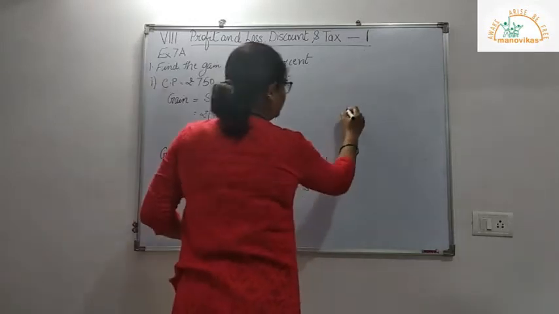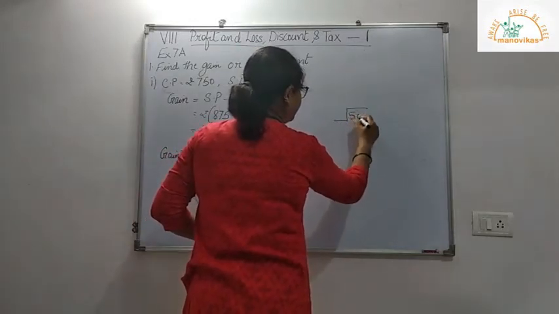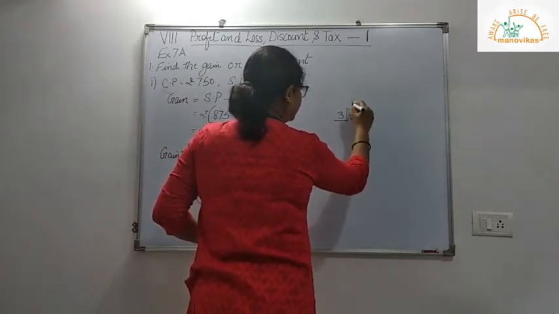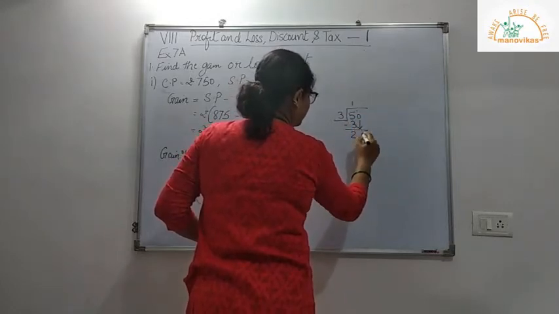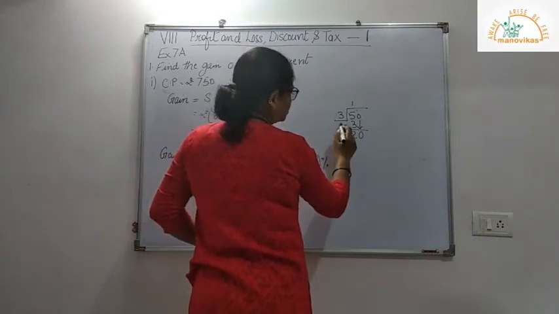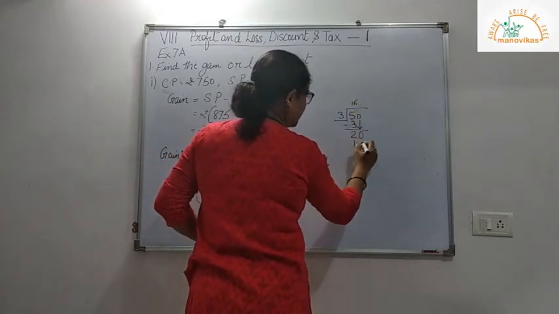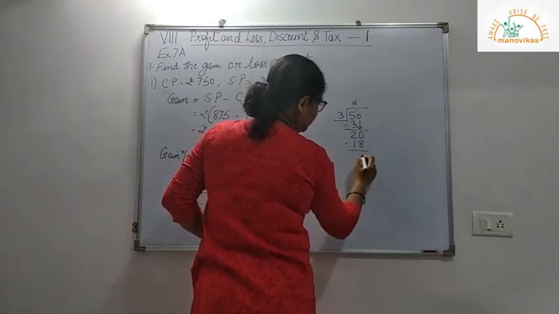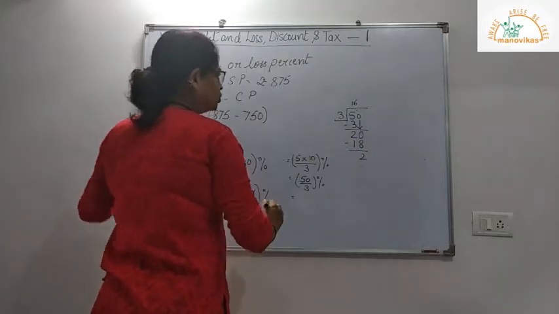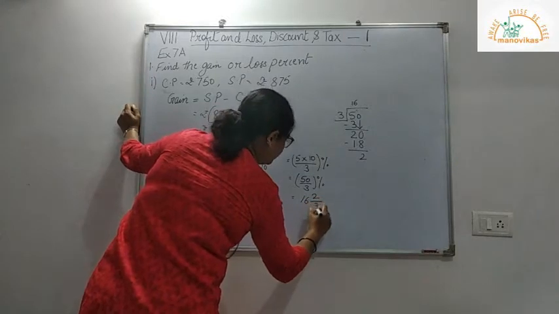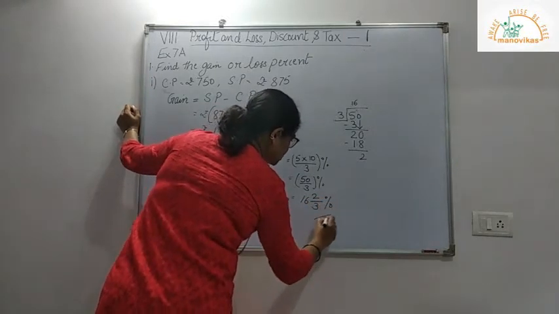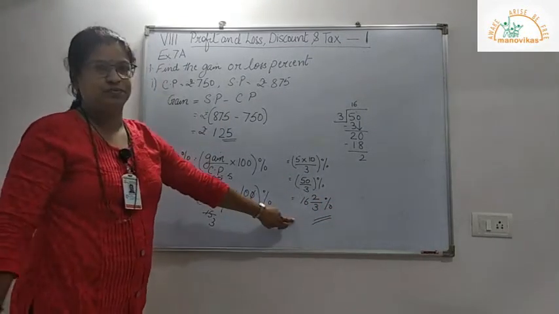50 divided by 3. Here 5 divided by 3: 3 1s is 3. Remainder is 2. I bring this 0 down. Again 20, so 3 6s are 18. So my remainder here again is 2. So I get it as 16 2 upon 3%. So this is my gain percentage.